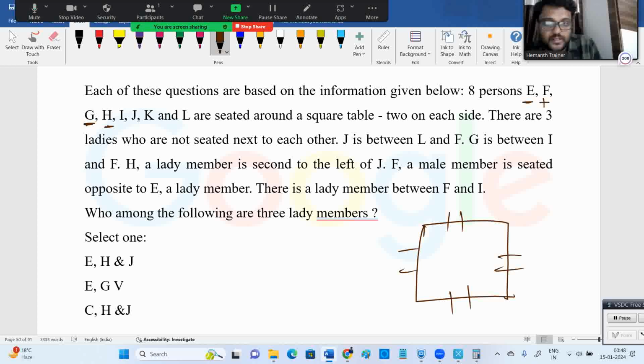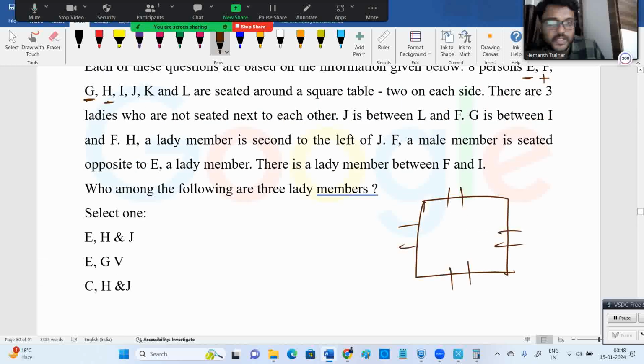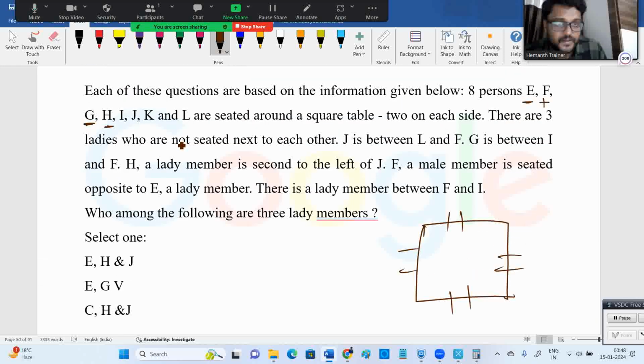They asked one of the questions: who among them are the lady members? It is nothing but E, G, H, right? We got here E, G, H are the lady members. E, G and H, not J, because see, G is between I and F. There is a lady member between I and F, so G must be a lady. H is a lady member. F is sitting opposite to E, a lady member. So definitely your answer should be E, G, H. Might be some typo here and there. Don't worry, this should be your answer first of all.